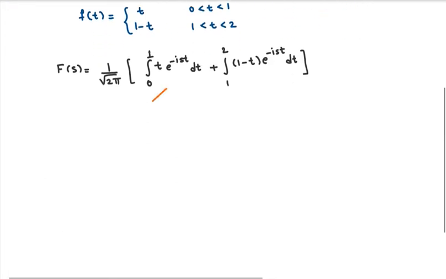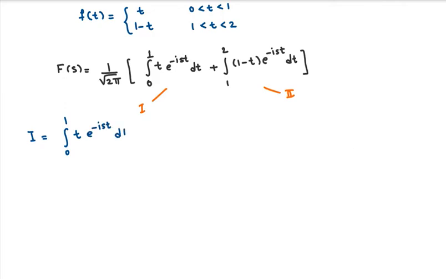So let's say this is the first integral and this is the second integral. If we work with the first integral, it is the integral from 0 to 1 of t e power minus iota st dt. You know that it is two terms in multiplication under the integral sign, so it should be integration by parts. If you don't remember how to distinguish between integration by parts and substitution, you can go for the video based on that topic. I already prepared one for that.